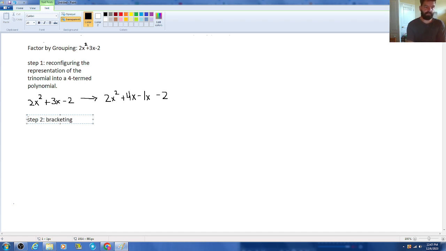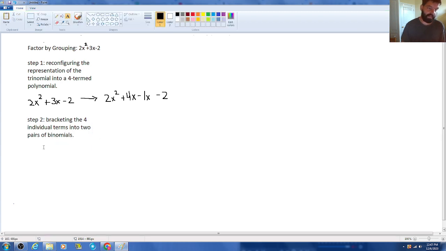It's just bracketing the four individual terms into two pairs of binomials. Now I will also mention that in this step where I did plus 4x minus 1x, it does not matter if you did negative 1x plus 4x. It all still will work out. So I'm going to go ahead and create my brackets, and bracket off the four individual terms into two pairs of binomials.